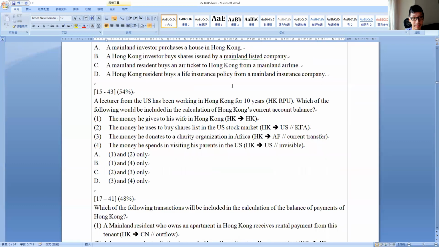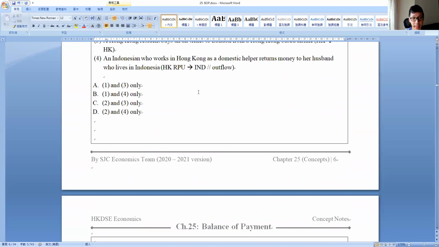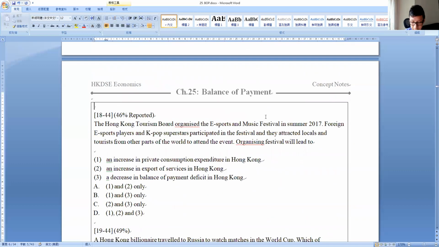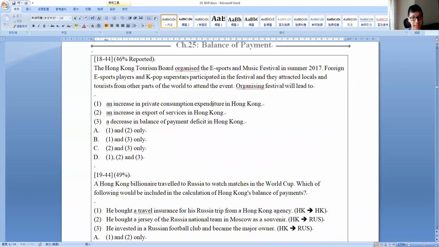Alright, so here, well, we have almost finished with MC. Okay, let's look at here. 好啦，跳兩把啦。2018 question 44嗱，落咗 report 嗰啲條係你發覺啦，only 46 people get it correct 嗱，but it is not difficult 嗱。The Hong Kong Tourism Board organized the Esport Music Festival.